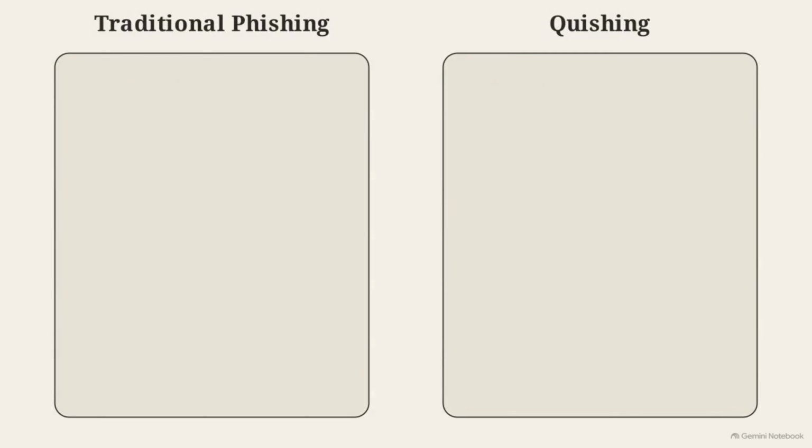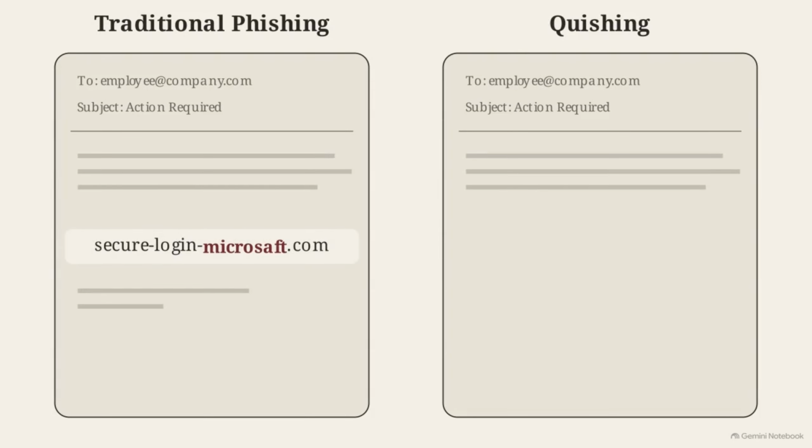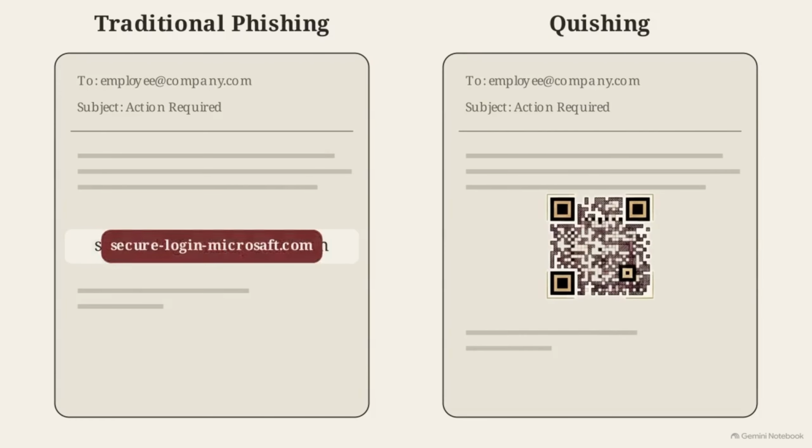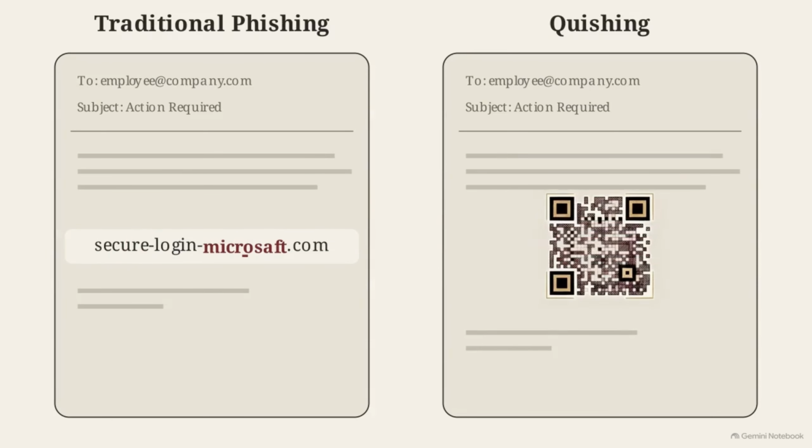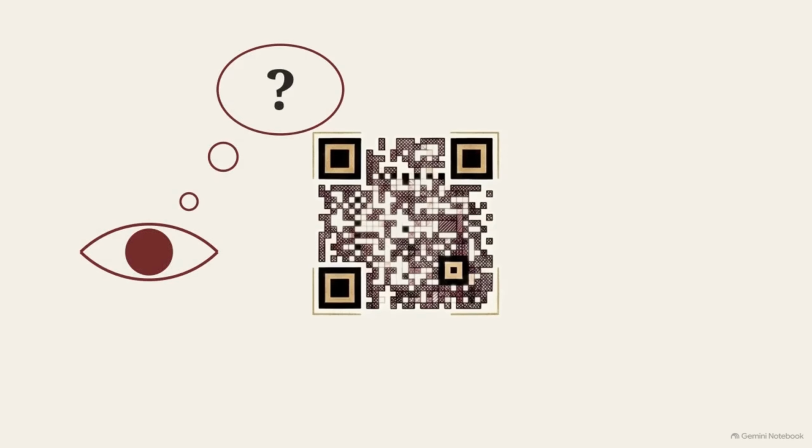This comparison illustrates the core mechanism of quishing, or QR phishing. On the left, a standard phishing email relies on a malicious link you can visually inspect for typos. On the right, the quishing email buries that same link inside a pixelated matrix, making the payload invisible to the human eye. A QR code is a language built for machines.